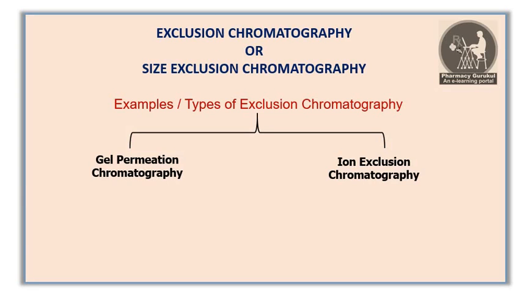Size exclusion chromatography is a chromatographic method in which molecules in a solution are separated by their size and, in some cases, molecular weight. It is usually applied to large molecules or macromolecular complexes such as proteins and industrial polymers. Examples of this chromatography are gel permeation chromatography and ion exclusion chromatography.